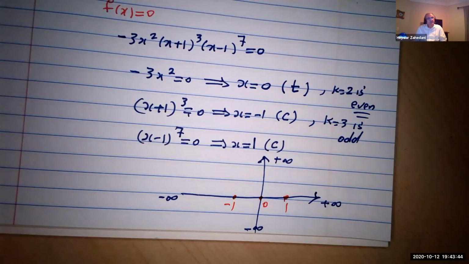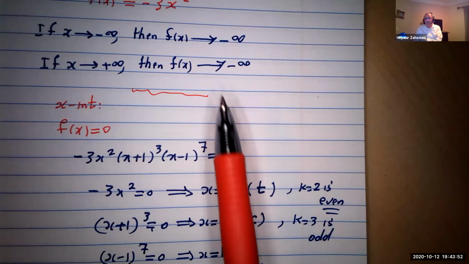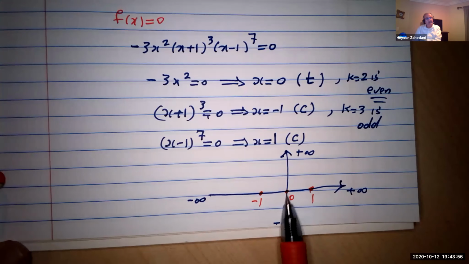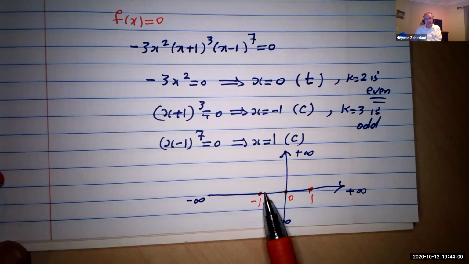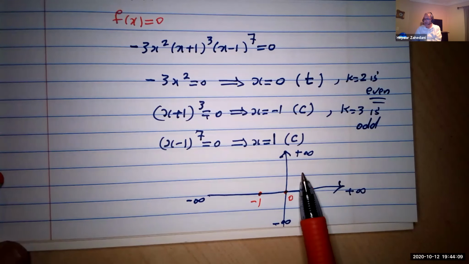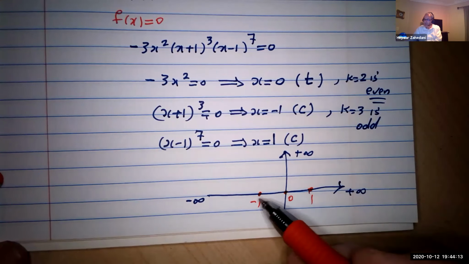So where are you going to start? You just look at your end behavior. You see, negative, negative. So we start from here. If you start from here, you go to negative 1, it crosses. You cross, you get to 0. At 0, it touches, you bounce back, and then you go to the next point and it crosses.